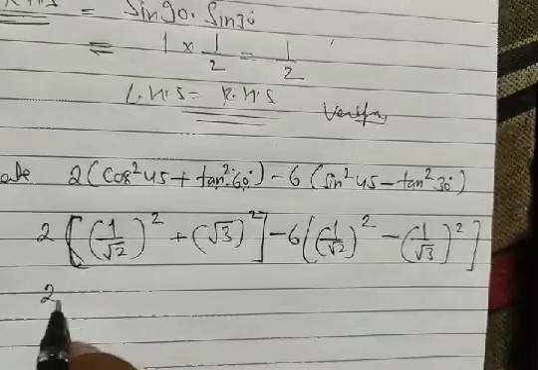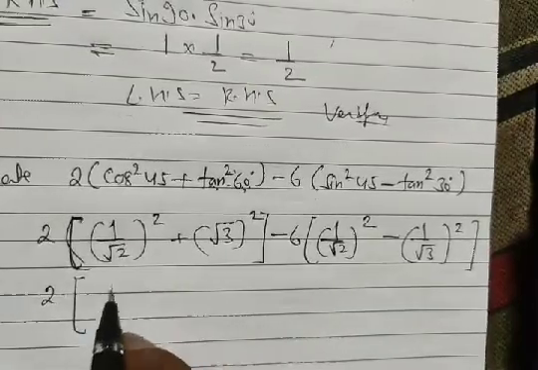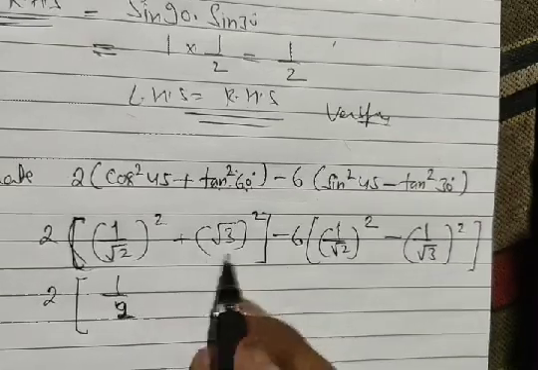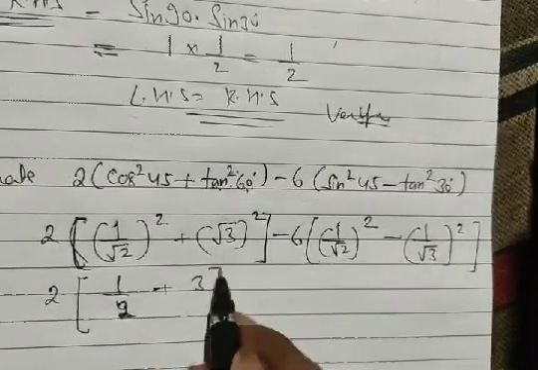Now we are going to solve it. The square of 1 by root 2 is what? It is 1 by 2. The square of root 3 is what? It is 3.